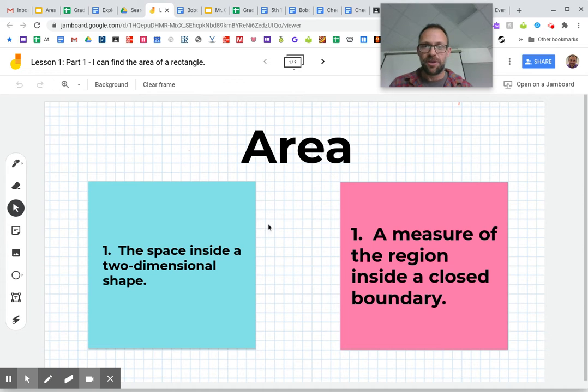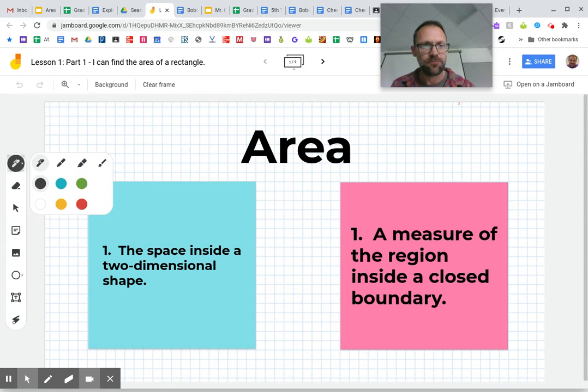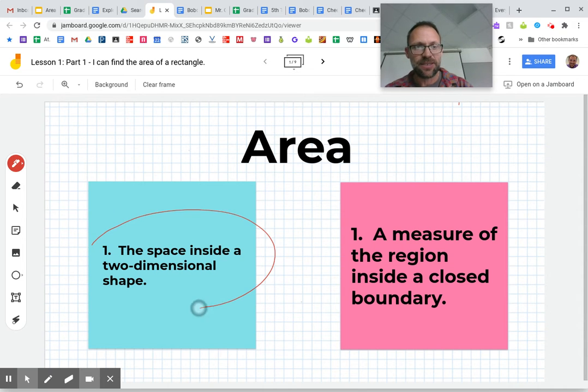Here we have two ways to define area. The first way here in the blue box says the space inside a two-dimensional shape. Area is the space inside a two-dimensional shape.